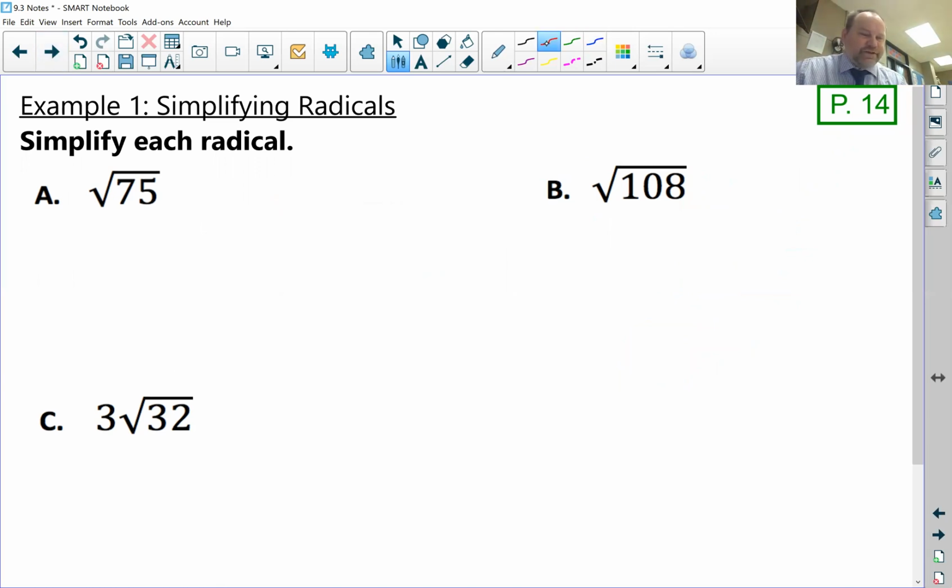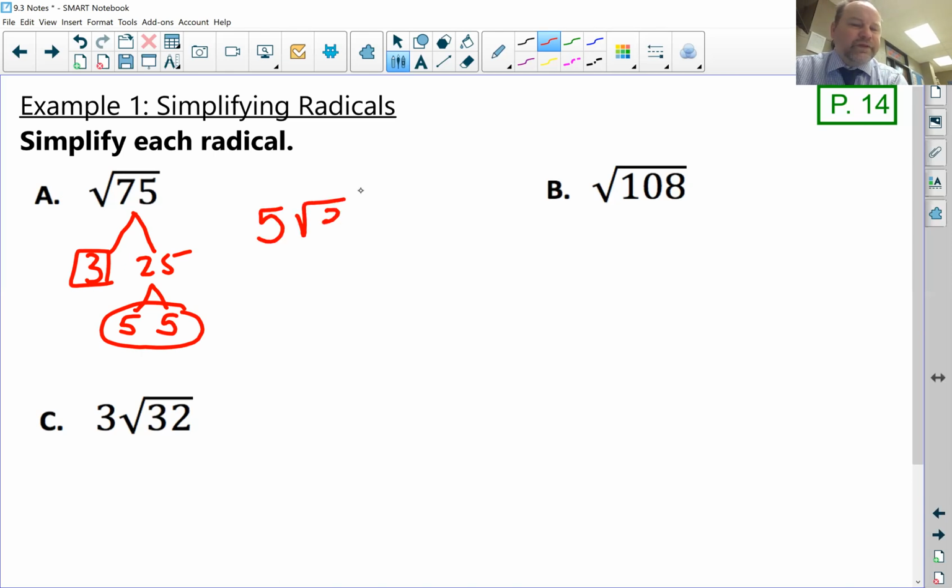So the square root of 75. 2 does not divide evenly into 75, so I can't use 2. 3 does, because 7 plus 5 is 12. And 12 is evenly divisible by 3. 3 doesn't divide into 25. But 5 does. And 25 is 5 times 5. So there's my pair. And that's the only number that's a non-pair. So 5 root 3 is equal to the square root of 75.